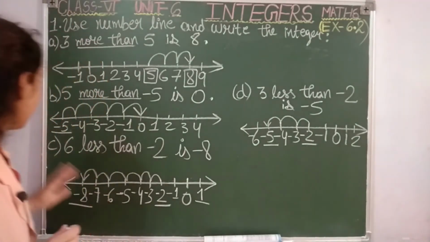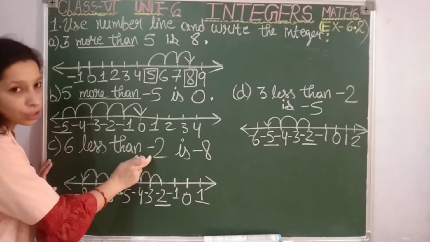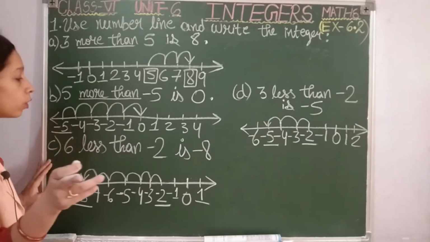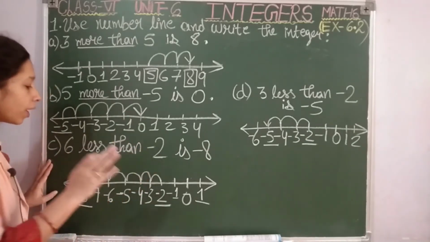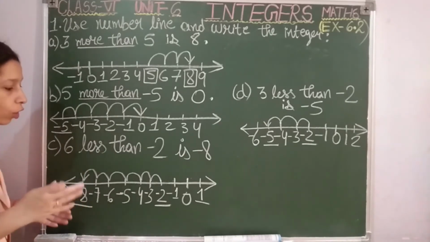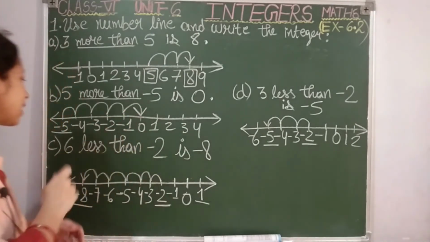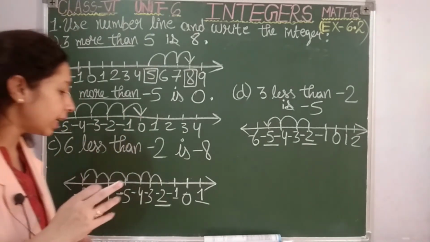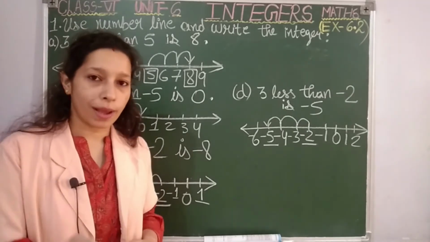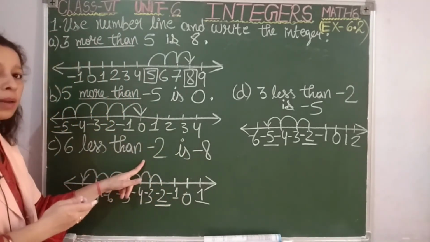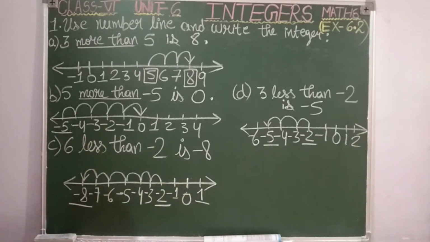One thing students, for point number C, I have written the question as 6 less than minus 2, isn't it? But if you look into your textbook, it is given 6 less than 2. So in such a case, you will start from 2 and take 6 steps back, and then you will reach minus 4. So you can do that question by yourself. In place of 2 here I have taken minus 2. According to that, this is our answer. Okay, don't get confused.